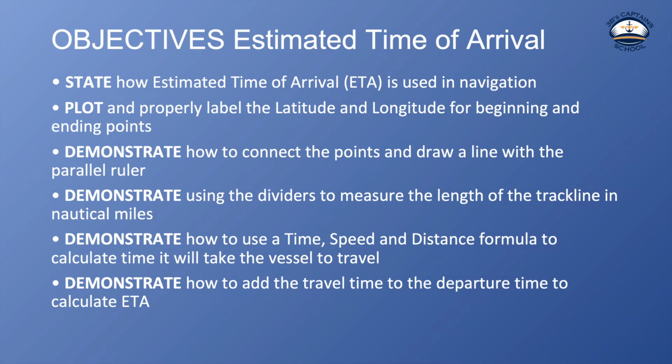When we're done with this video, we want to be able to state how estimated time of arrival is used in navigation. We want to be able to plot and properly label the latitude and longitude for beginning and ending points. Demonstrate how to connect the points and draw a line with the parallel ruler. Demonstrate using the dividers to measure the length of the track line in nautical miles. Demonstrate how to use the time, speed, and distance formula to calculate the time it will take the vessel to travel. And demonstrate how to add the travel time to the departure time to calculate the ETA.